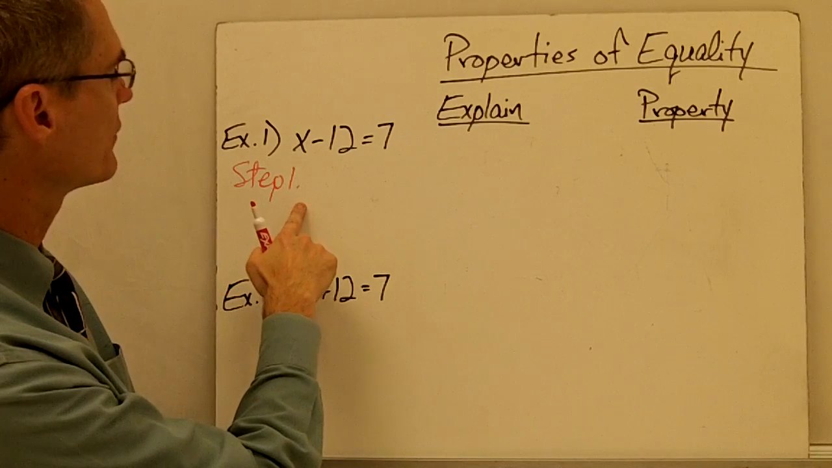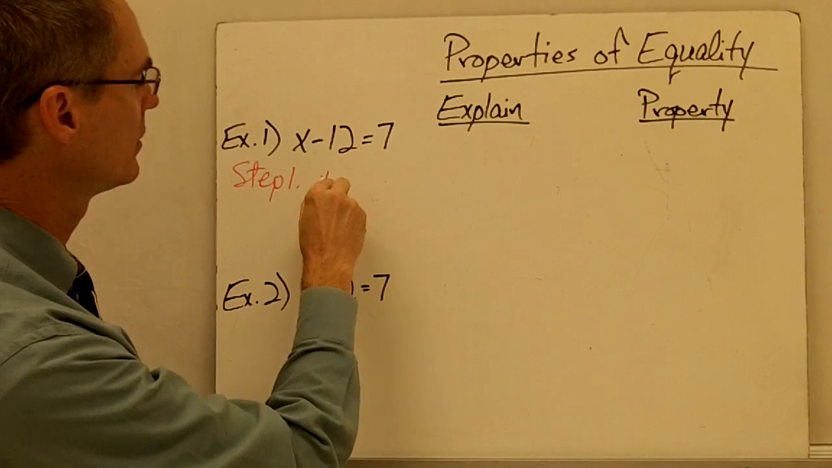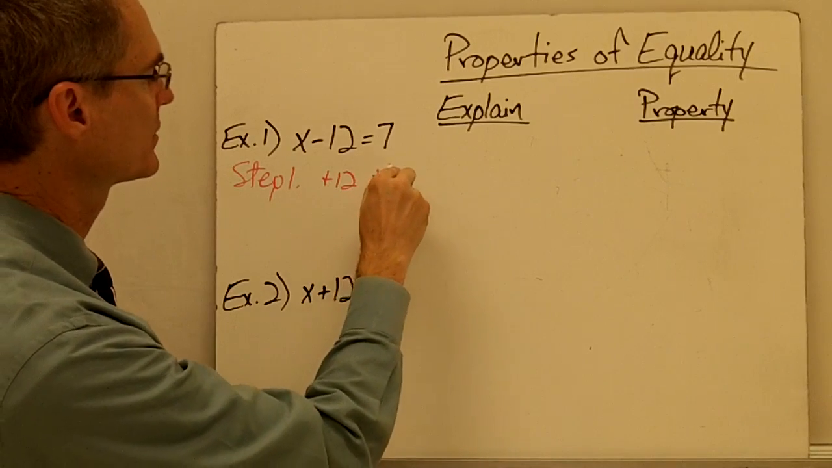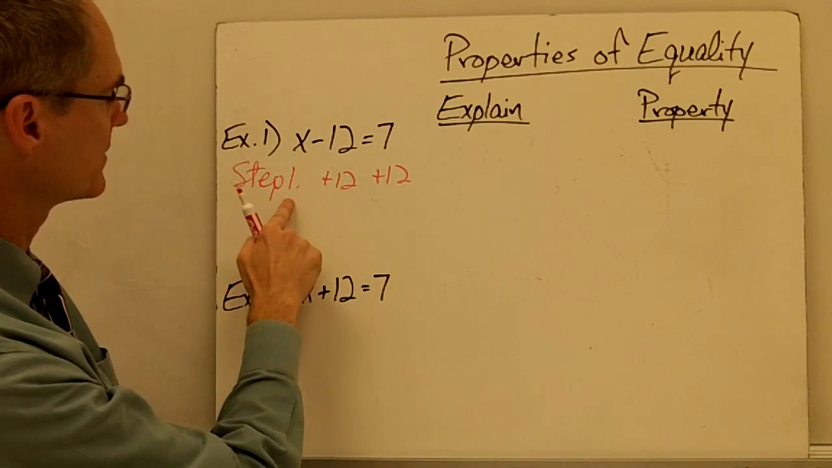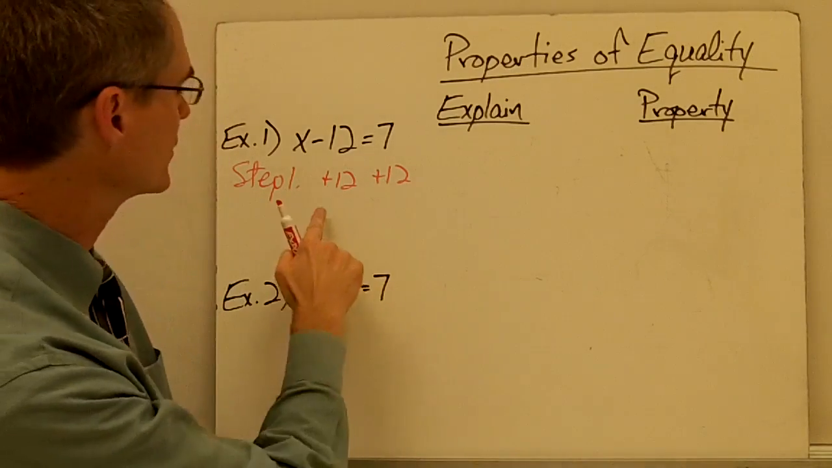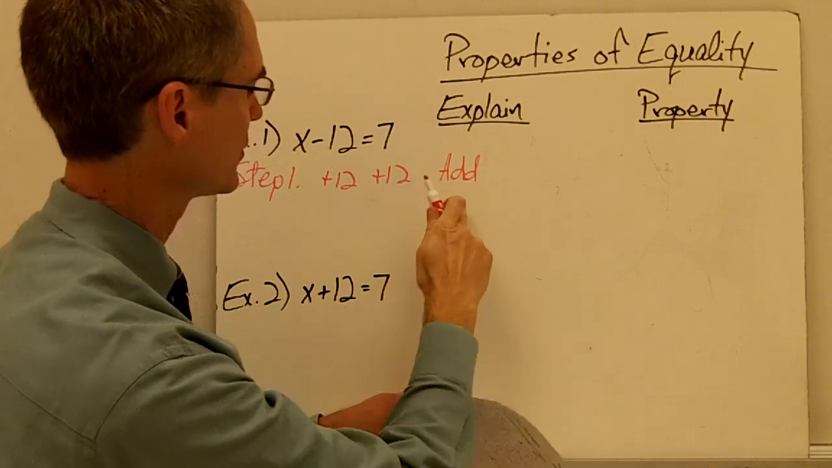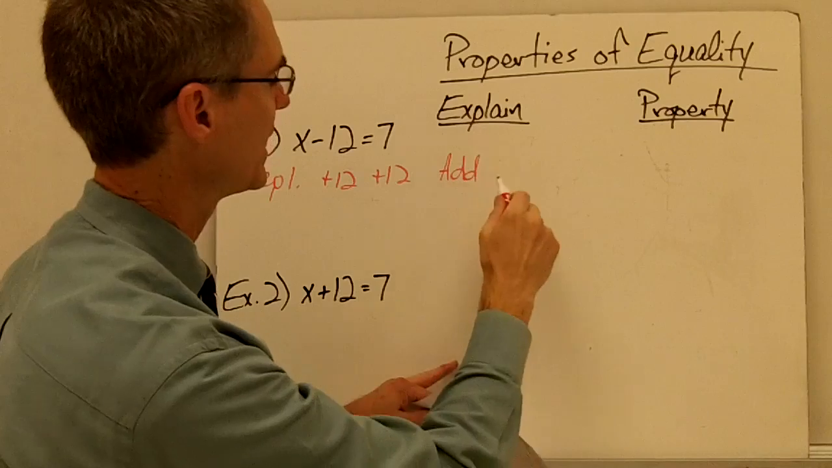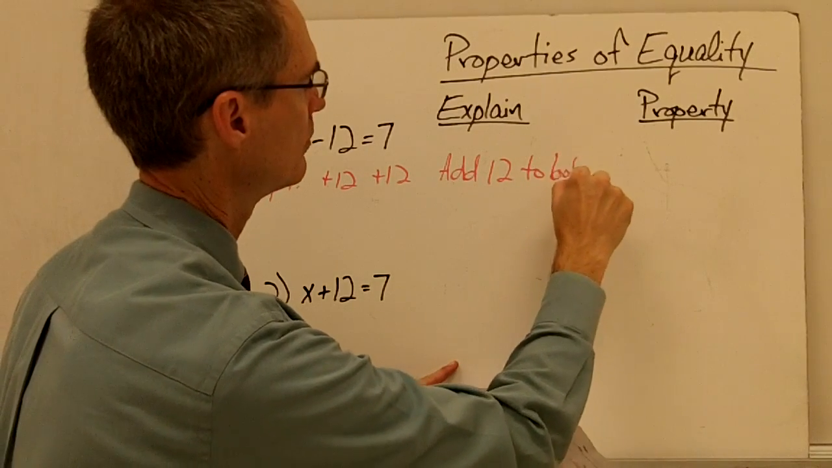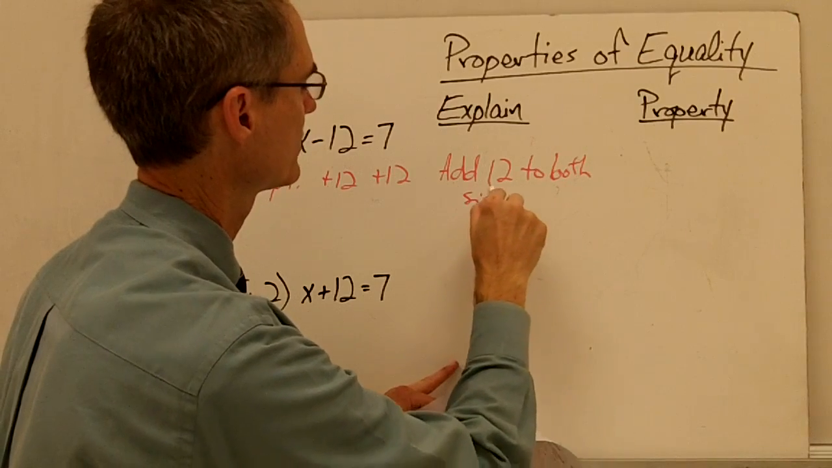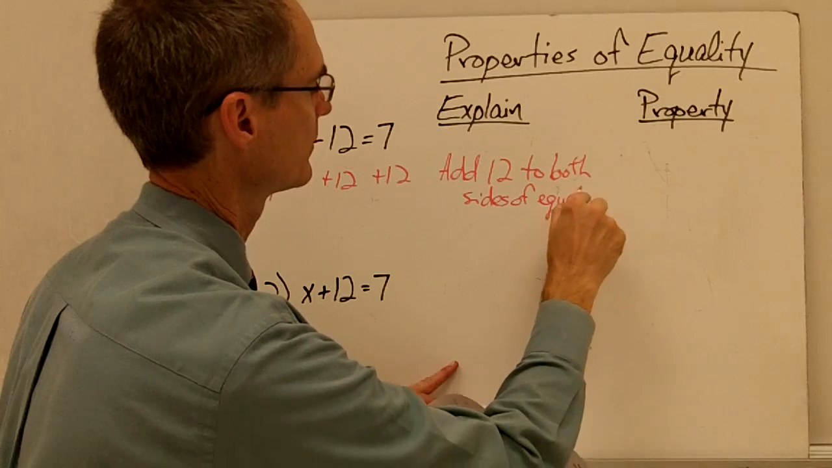So step number 1, solving this equation, I can see x minus 12 equals 7. I need to add 12 to both sides so that I can get x by itself. Adding 12 to both sides, that's my first step in solving this equation. That's what I'm doing here, so I'm going to write that under the explain column: add 12 to both sides of the equation.